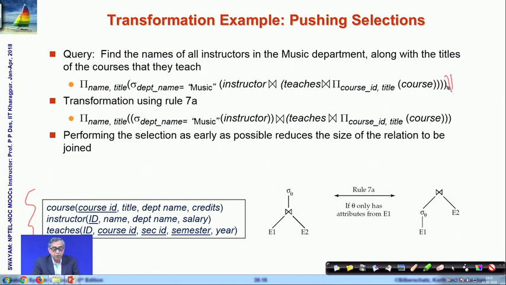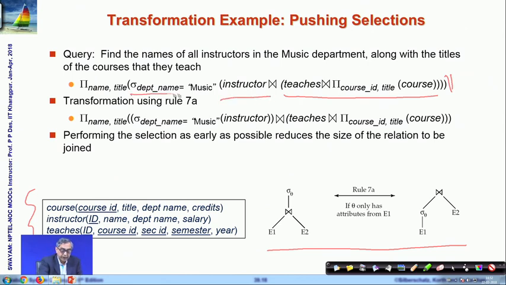This is what the query is in the relational algebra form. If you use the transformation rule of select early, rule 7a, whose transformation I have just shown here, then you should be able to do the following. Here you are first doing a join of teaches and the projection of course, and then joining instructor with that, and finally doing the selection.